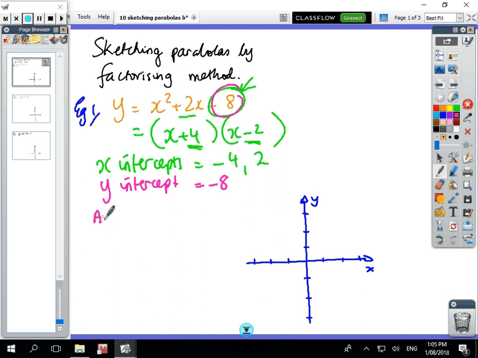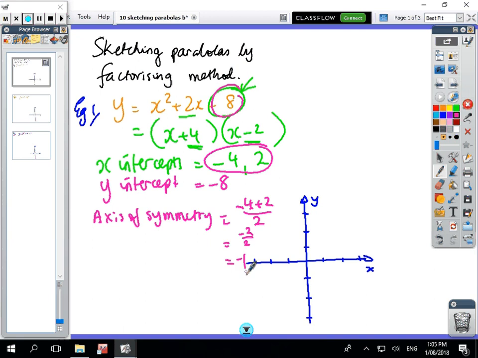The axis of symmetry. Now this is in your notes, but what you do is you take those two numbers and you add them together and divide by 2. So minus 4 plus 2 equals? Minus 2, not 1. Minus 2 over 2. So we get minus 1 for the axis of symmetry.